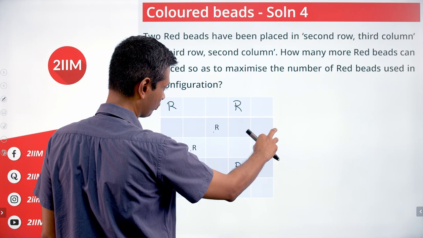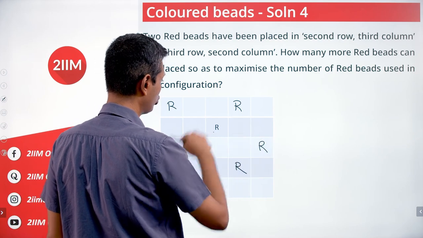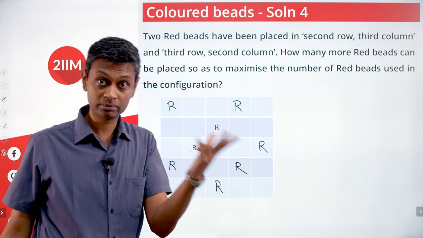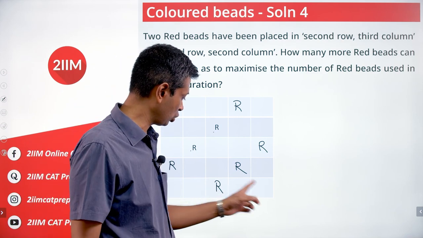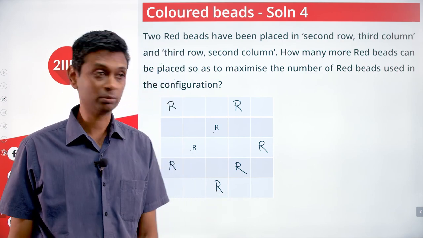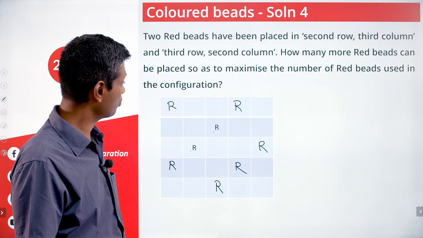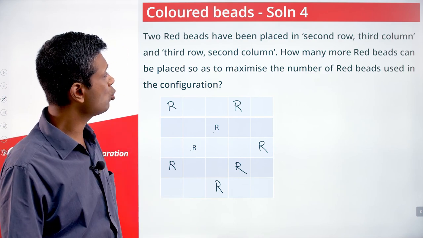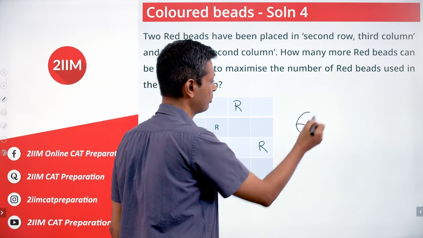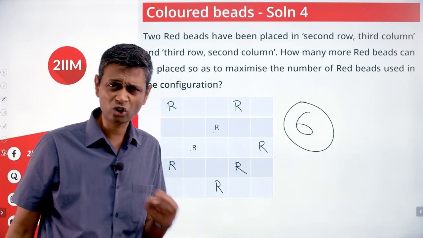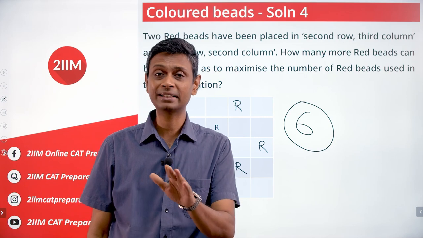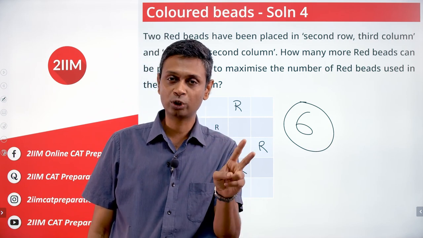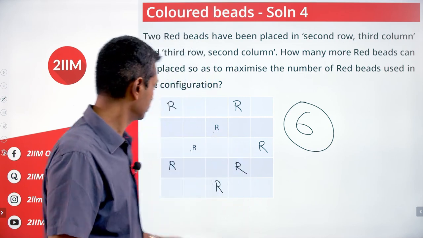Think about this row. It's impossible because if we put 1 more R, we need to have a B and a G in between. That's not possible. Here, if you put 1 more R, we need to have a B and G in between. That's not possible. So the maximum number of reds possible in this configuration is 8. We already have 2. How many more red beads can we have? We can have a maximum of 6. In this configuration, we can accommodate only 8. We cannot accommodate 9. We already have 2. 6 more can be brought in.